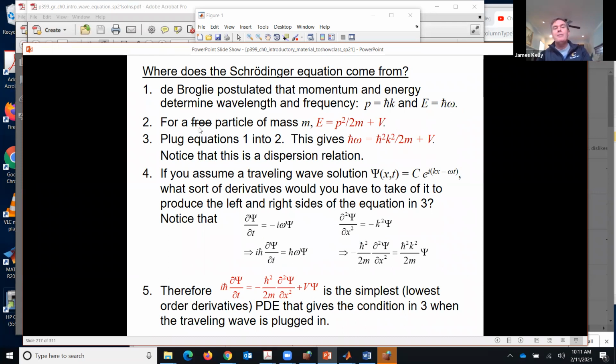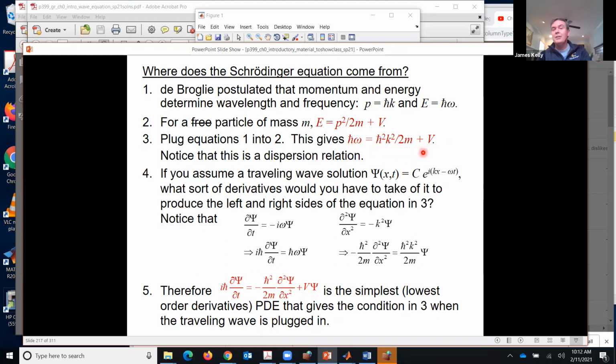But we're no longer talking about a free particle. Now we're talking about a particle that might be moving around in a potential energy function. And so the correct relationship is the total energy is the kinetic energy that we had before, plus the potential energy. And therefore, when I plug these into this relationship, I get a slightly more complicated relation.